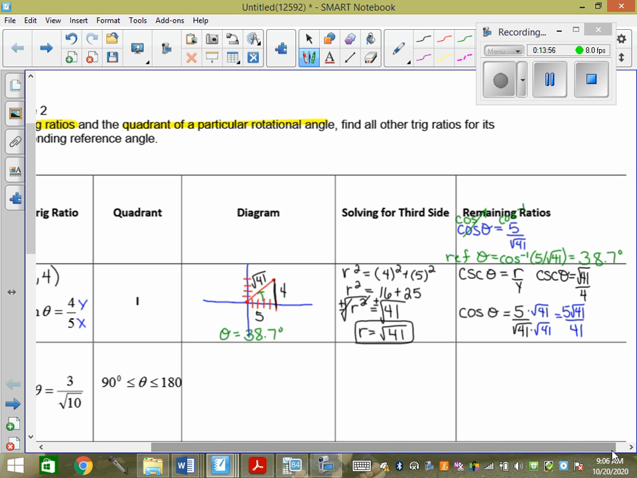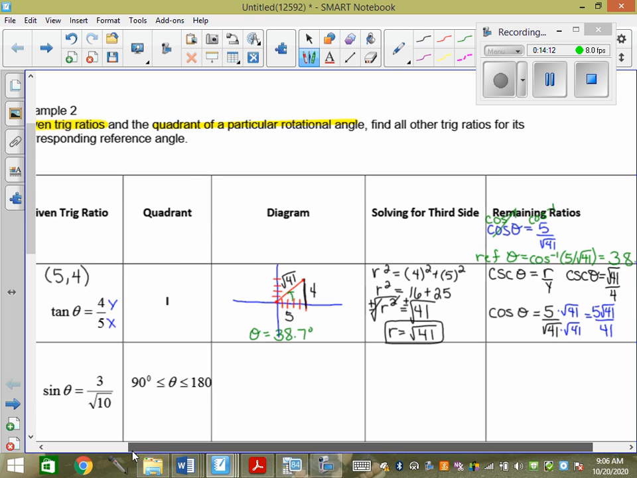When we do this with just the trig ratio, we're getting the reference angle. Okay? Just happens that the first quadrant angle is the same as the reference angle. Right? So they're not always the same. Yeah? Yes. Okay, this one.